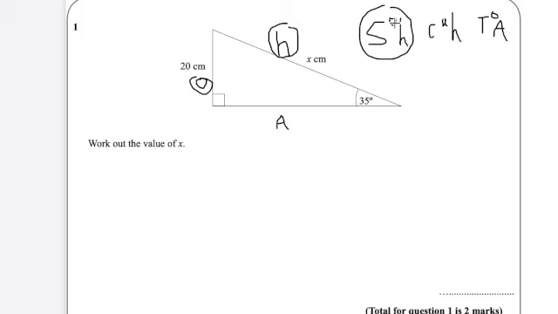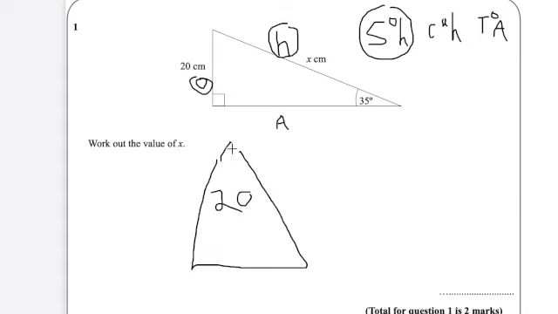You look at what you want and what you have. You want x, which is the hypotenuse, and you have the opposite, 20. So opposite and hypotenuse. As you can see in the top right, we have SOHCAHTOA. So we're looking for O and H. What has O and H in it? Sine does. So therefore, use the sine rule.